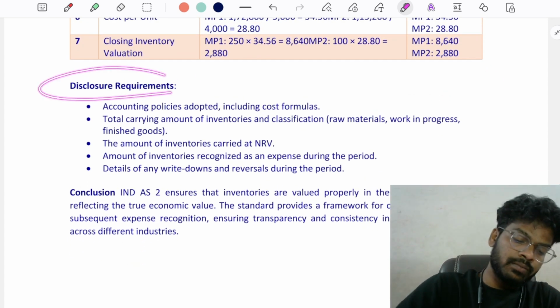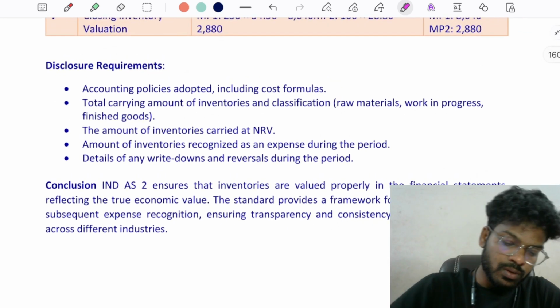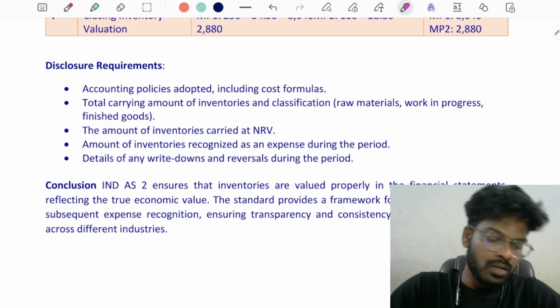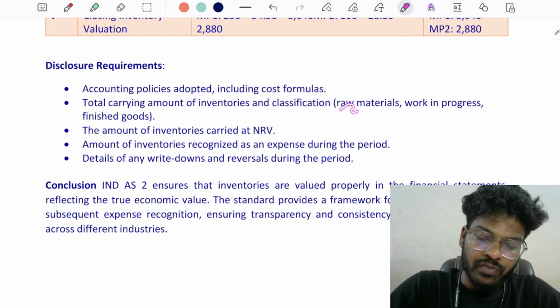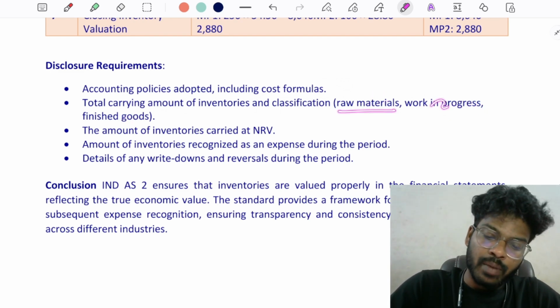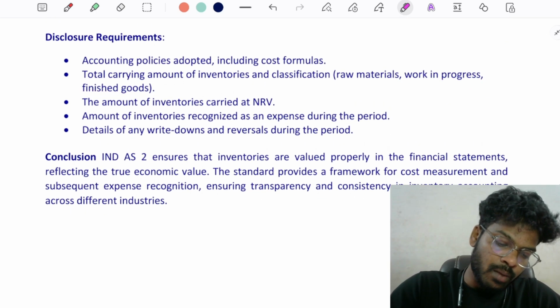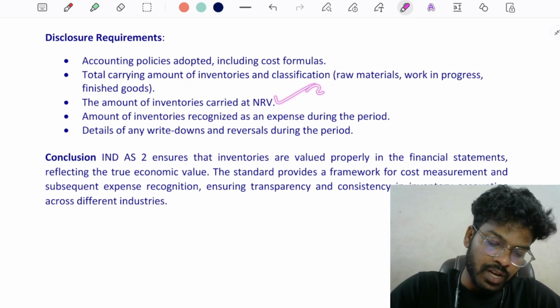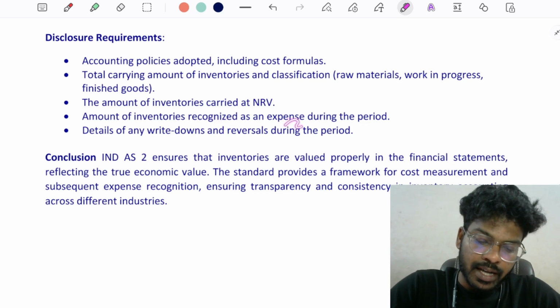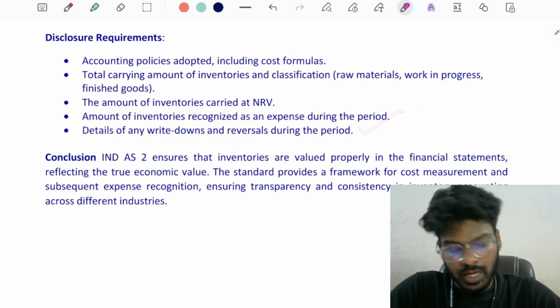That's it. Disclosure. Accounting policies adopted and cost formula used. Total carrying amount of inventory and classification: raw material, work in progress, and finished goods. The amount of inventory carried at NRV. Amount of inventories recognized as expenses during the period. Details of any write-downs and the reversals during the period.